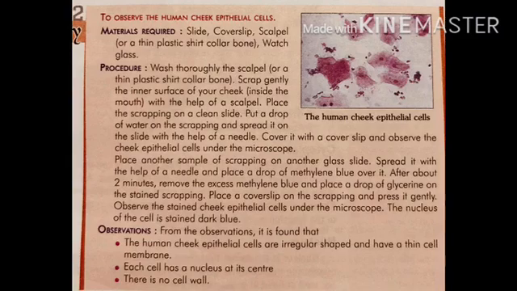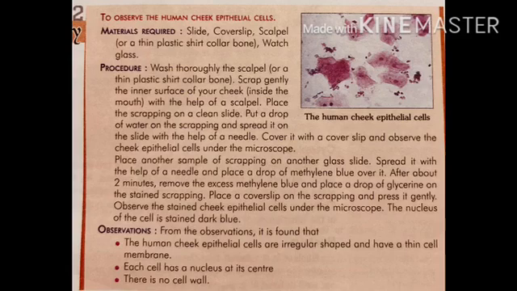Let us start this chapter with an activity that is given in your book, activity number 2, to observe the human cheek epithelial cell. Material required: slide, cover slip, scalpel or a thin plastic shirt collar bone, watch glass. Procedure: wash thoroughly the scalpel or a thin plastic shirt collar bone. Scrape gently the inner surface of your cheek inside the mouth with the help of a scalpel.